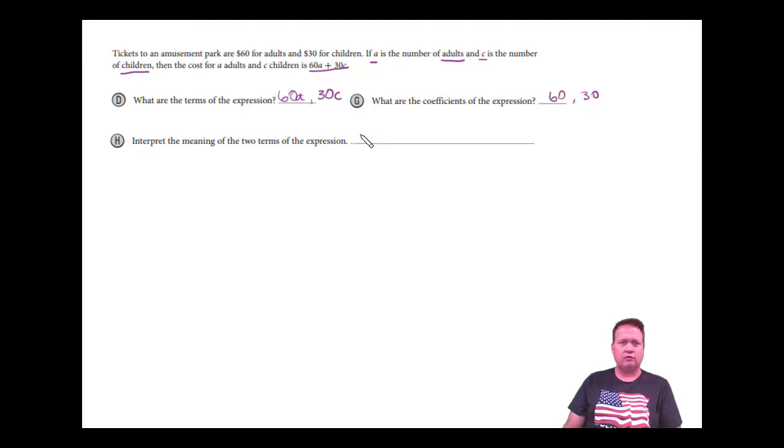Interpret the meaning. It asks about the meaning of the two terms. One of them is 60A. That's the total cost for adults. And 30C is the total cost for all the children.